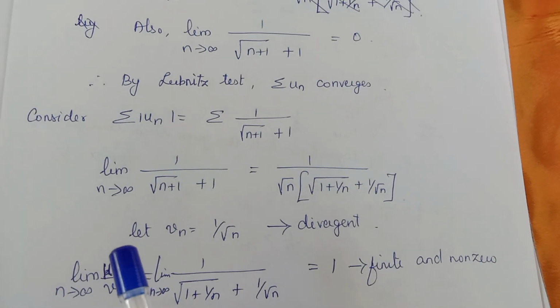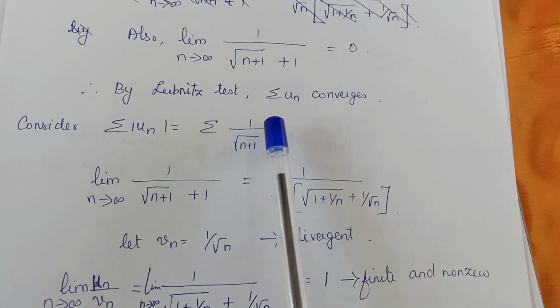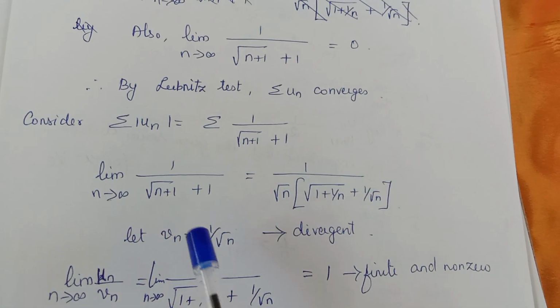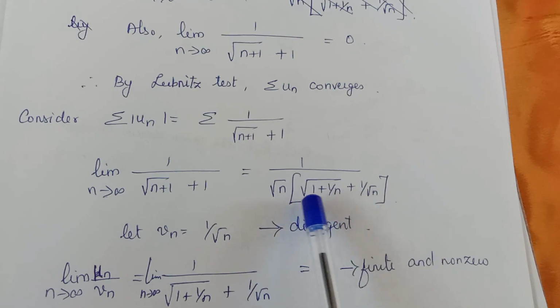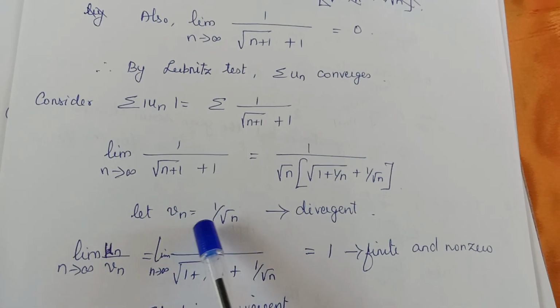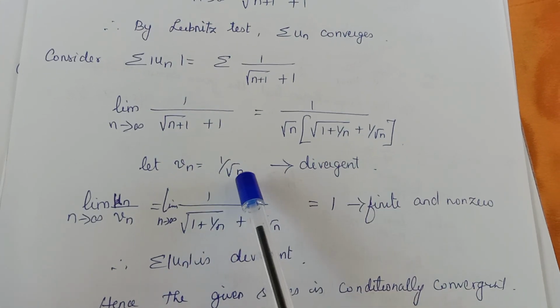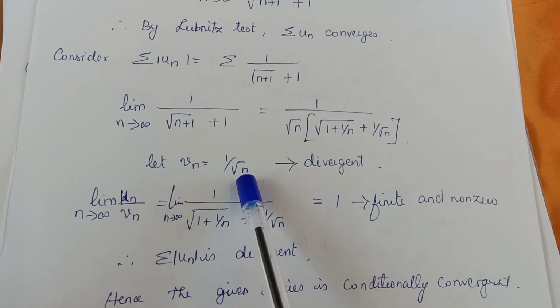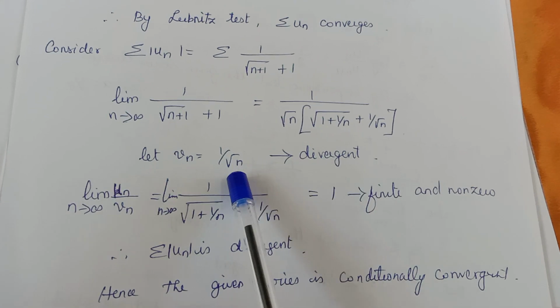Now let's check for absolute convergence. Sigma modulus Un equal to what? 1 by root n plus 1 plus 1. So root n you take outside: 1 by root n times root of 1 plus 1 by n. Now you take Vn equal to 1 by root n. This is divergent because this is like 1 by n power p, where p equal to half, which is less than 1. So this is divergent.